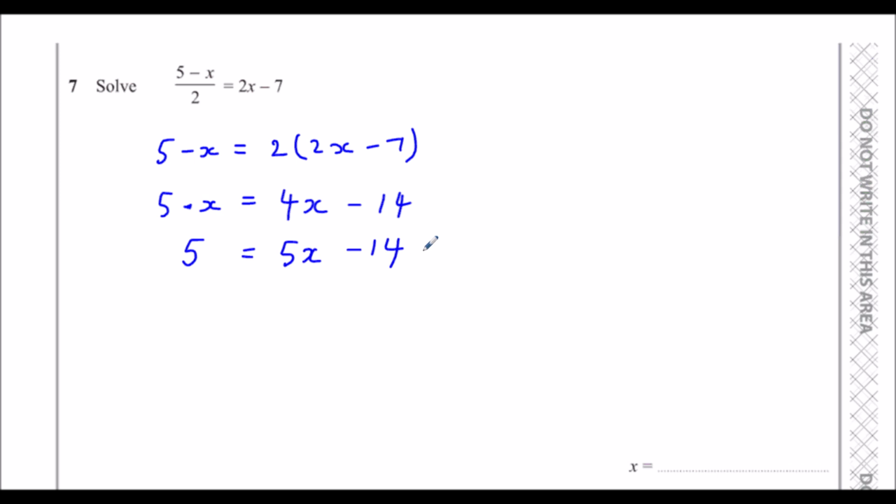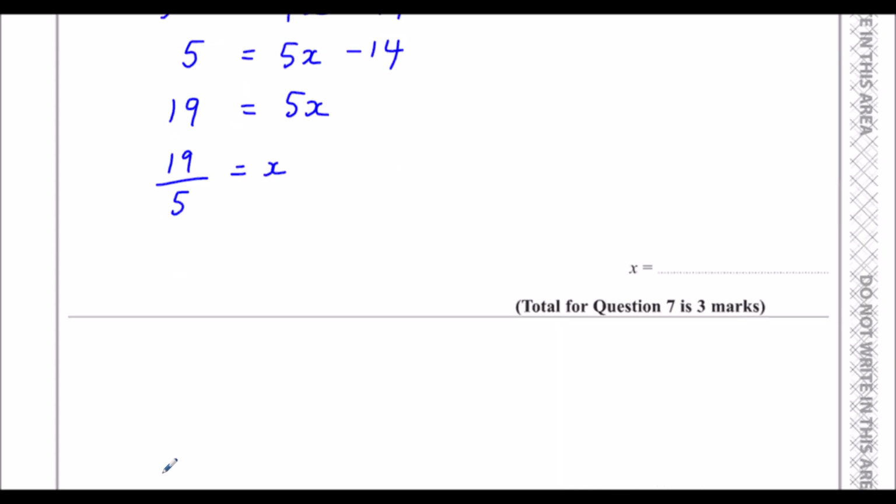So now I want to get x by itself. I'm going to get rid of the minus 14. The opposite of minus 14 is plus 14. So I'm going to plus 14 to both sides, which gives me 19 equals 5x. So I've got 5 times x. To get rid of the times, I'm going to divide. So I'm going to divide both sides by 5. So x is 19 over 5. I could leave it like that, or I could change it to 3.8.